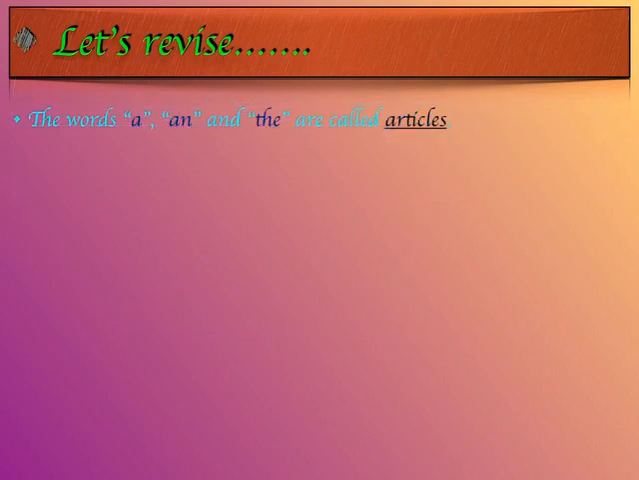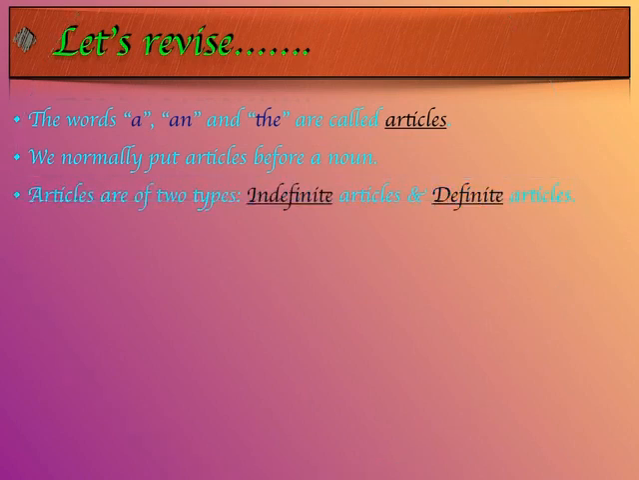The words a, an and the are called articles. We learned that there are three articles: a, an and the. We normally put the articles before a noun, and articles are used before a noun. Articles are of two types, indefinite articles and definite articles.